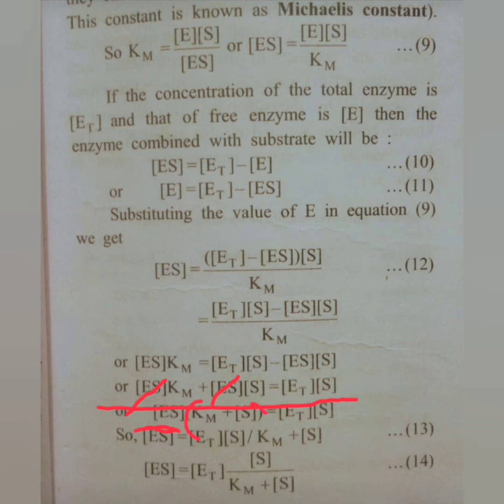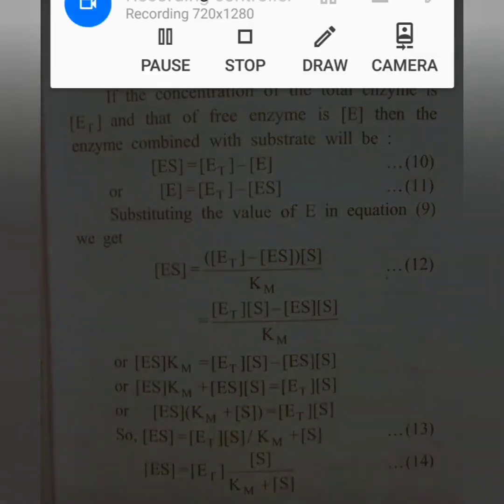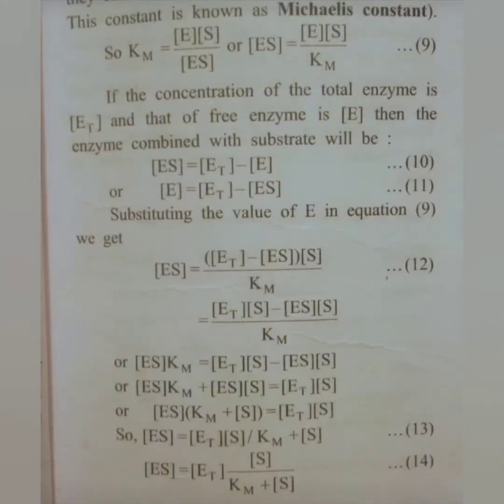So inside the bracket, Km and S will remain inside the bracket. Alright, so next line you get ES is common, and inside the bracket you get Km plus S, and the right side it remains as it is, ET into S. So next line, what do you get?